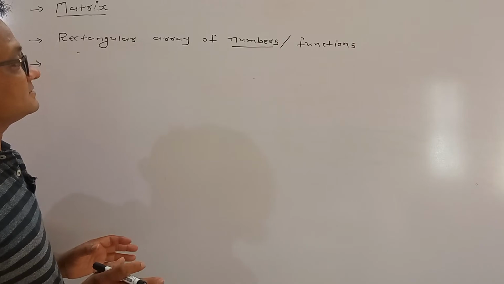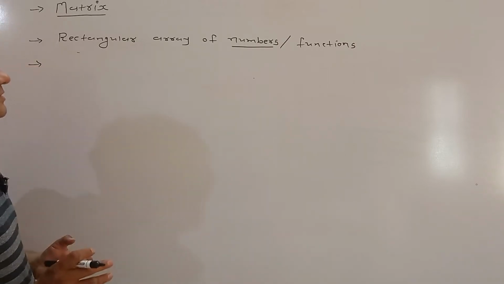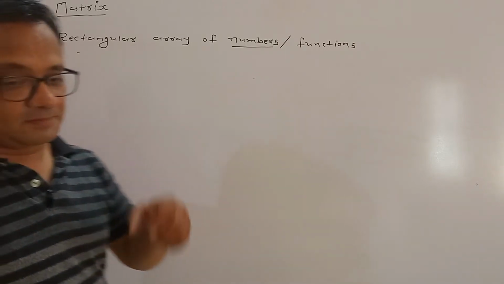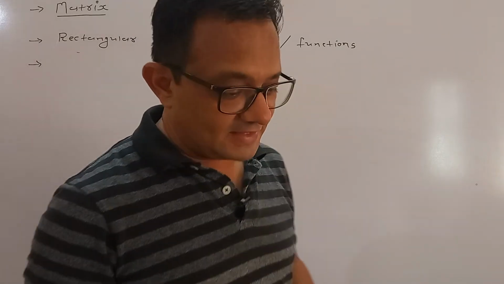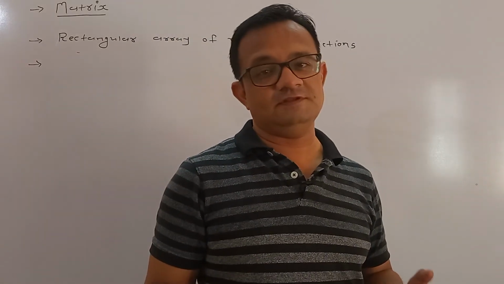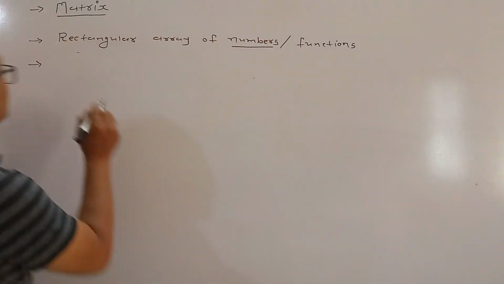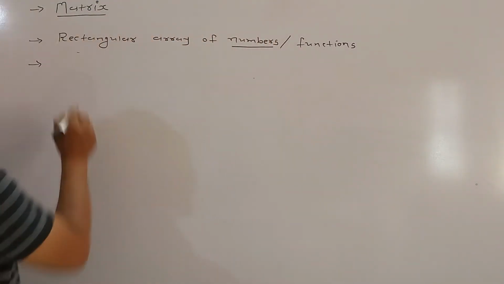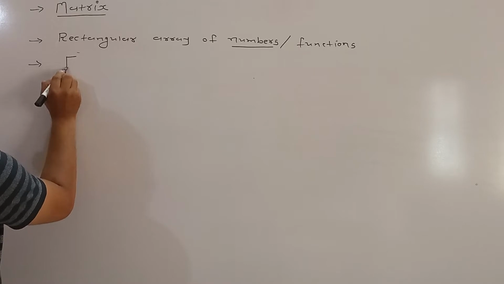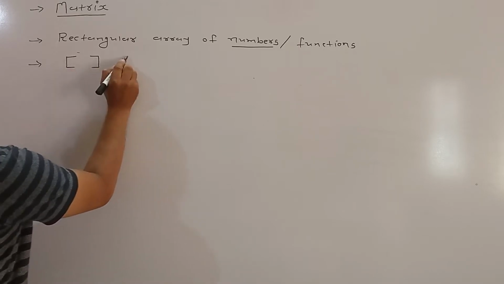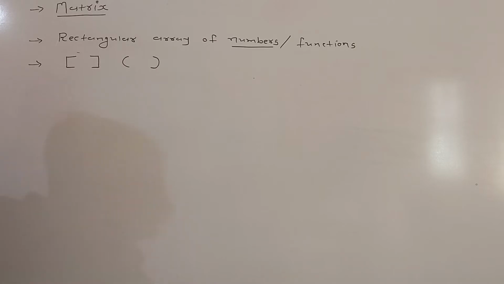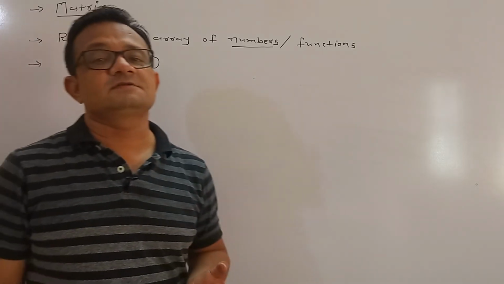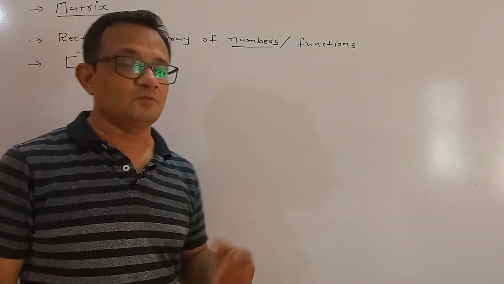Now, an array of numbers is structured within a bracket. उसको ब्रैकेट में लिखते हैं. So an array of numbers is written within brackets. ब्रैकेट्स कौन से? Close brackets or open brackets. So we have to arrange numbers in close brackets or in open brackets.